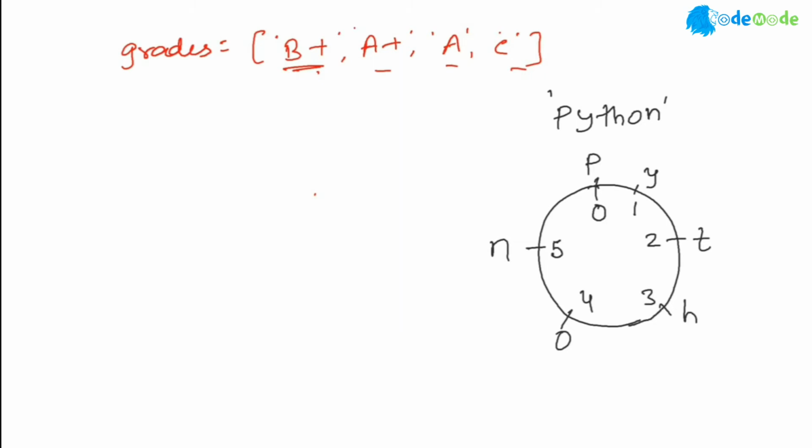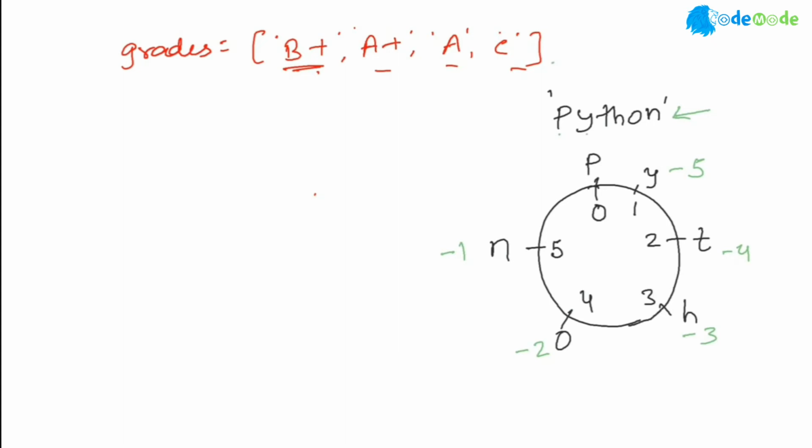If I do it the other way around, I will say this is 0. This will become -1, -2, -3, -4, and -5. And this concept you already learned in the string. We already learned that a string is a list of characters. I'm going to show you that, in a similar way, grades is a list of strings, like a list of letters here.